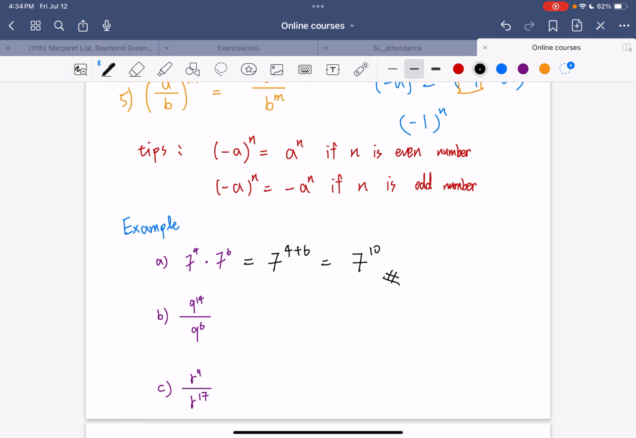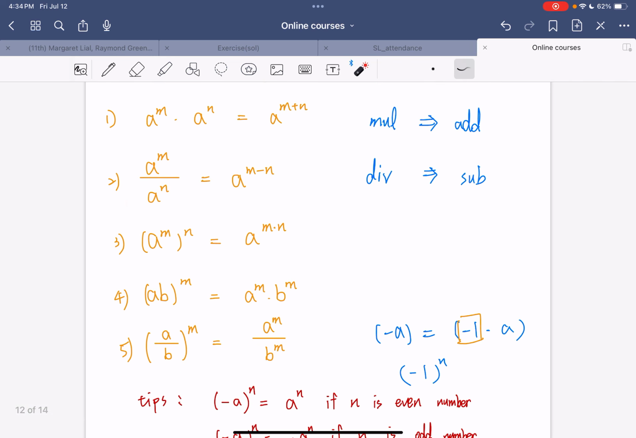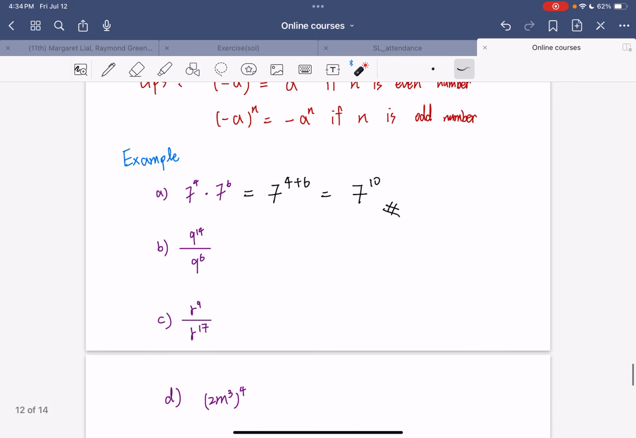Yeah. And for the next one, let's look at question B. 9 with power of 14 divided by 9 with power of 6. So let's look back at here. Division is subtraction of the exponents. So let's do the same thing here. We keep the base 9, and then we do subtraction of the exponents. We got 14 minus 6, okay, and the value of 14 minus 6 is 8.